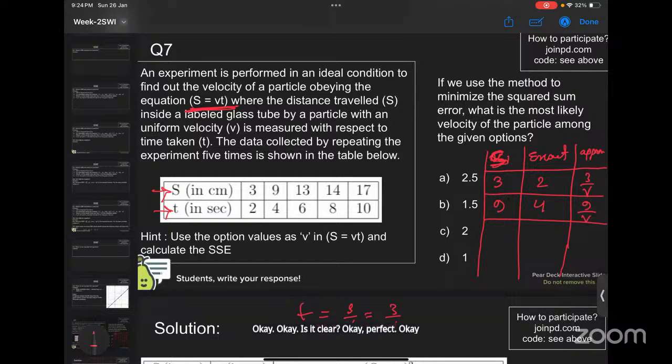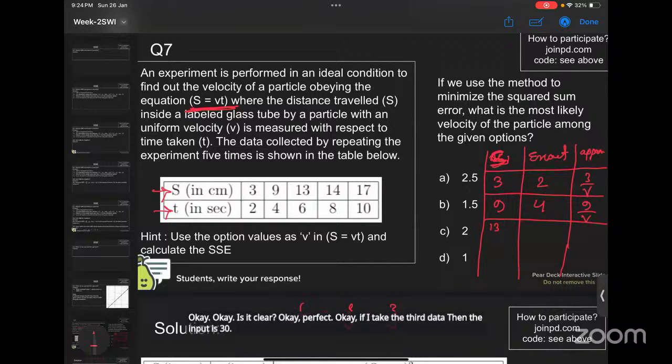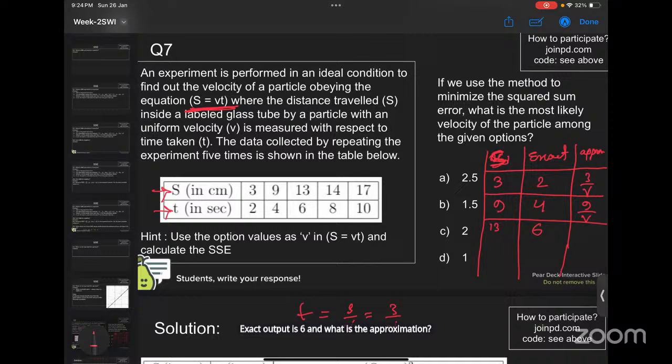If I take the third data, then the input is 13, the exact output is 6, and what is the approximation? 13 by V. Same, ma'am: 13 by V, 14 by V, 17 by V. Correct. Very good.